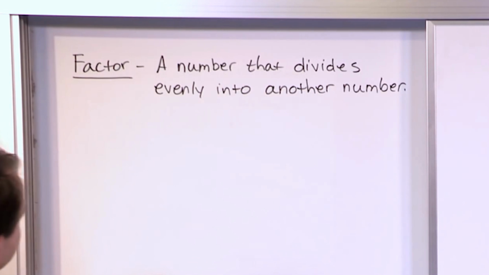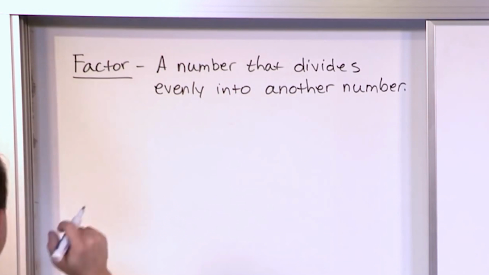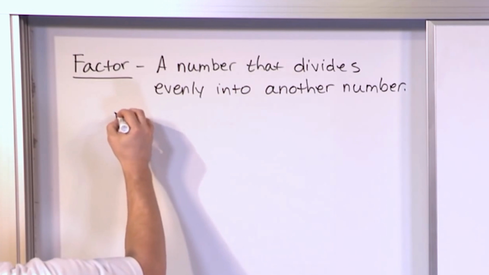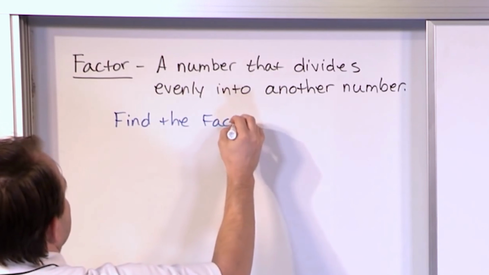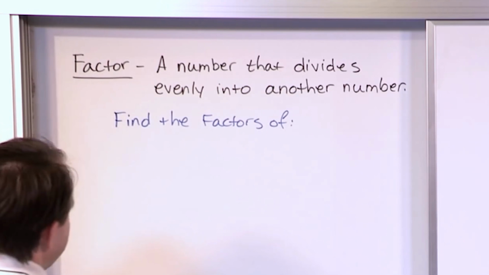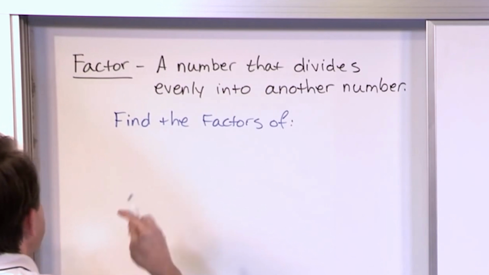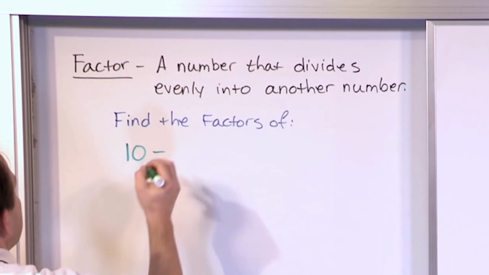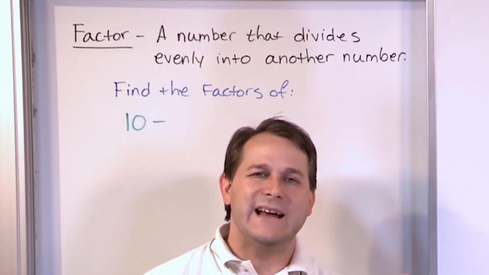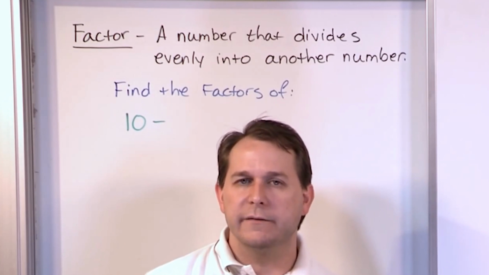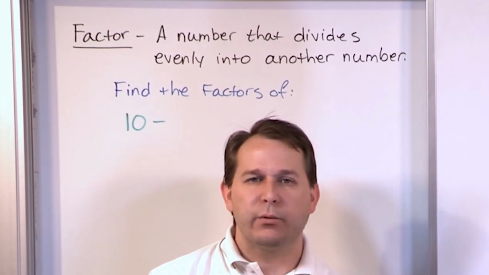And I realize this can be a little confusing, so let me give you a quick example and then we will understand exactly what these words mean. So if I want to find the factors of the following things, this is how we would do it. Find the factors of the number 10. So what I'm trying to do is literally write down a list of every number I can think of that will divide evenly into 10, without any remainder or any leftover.